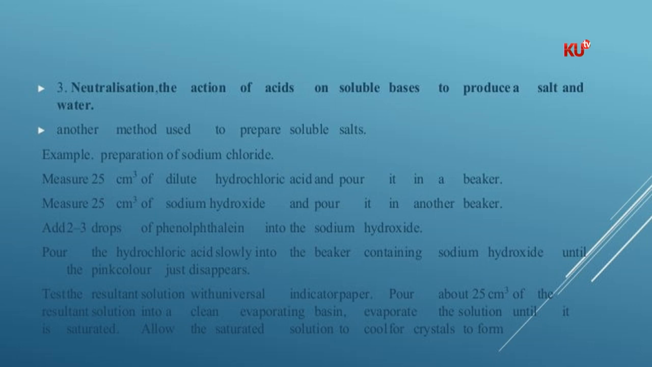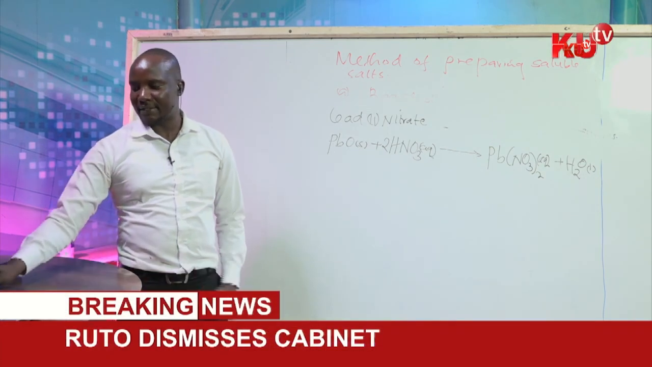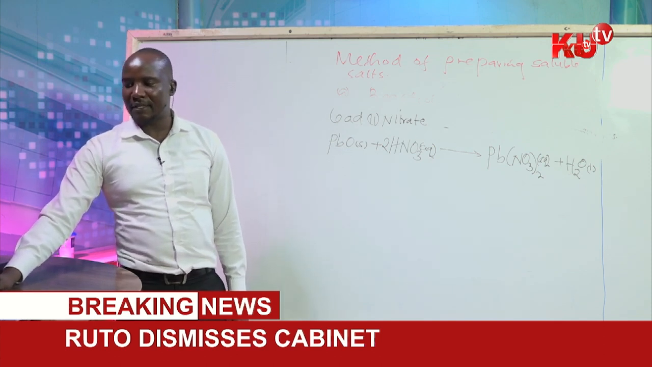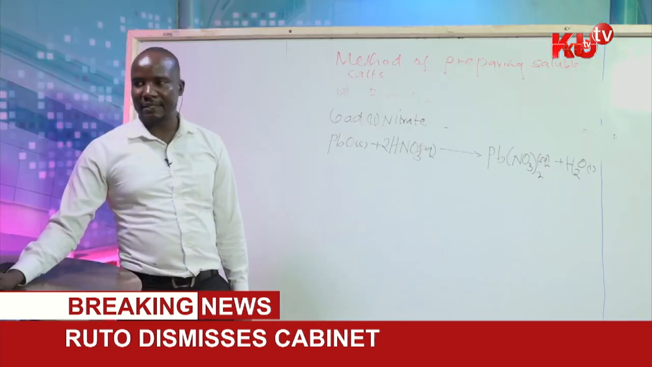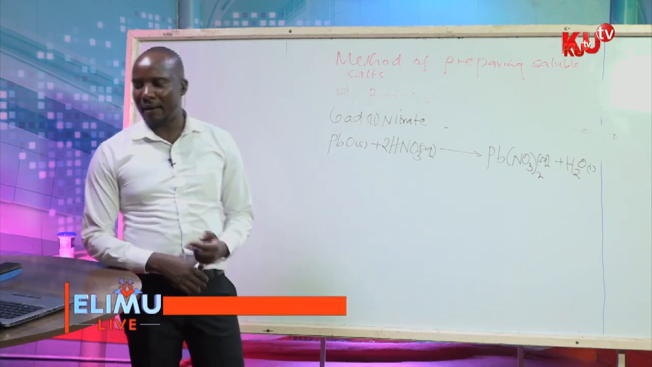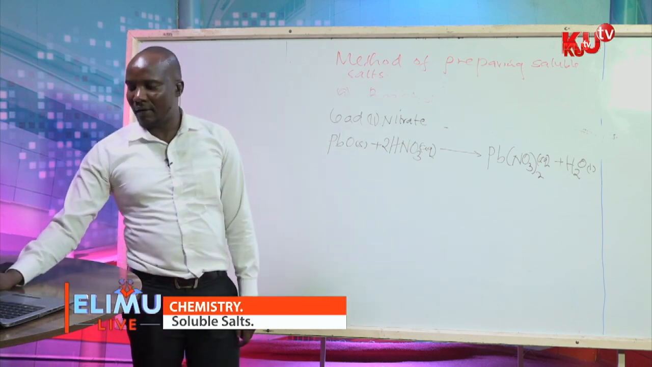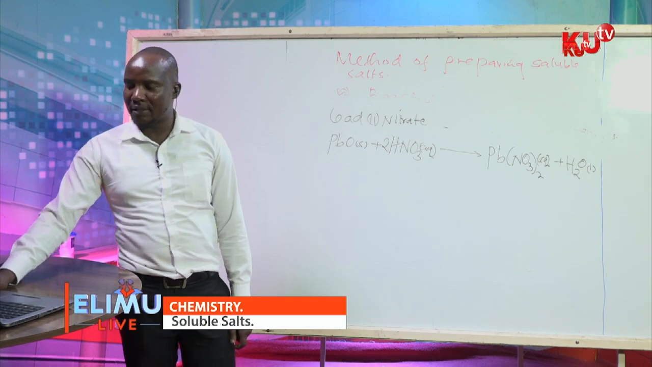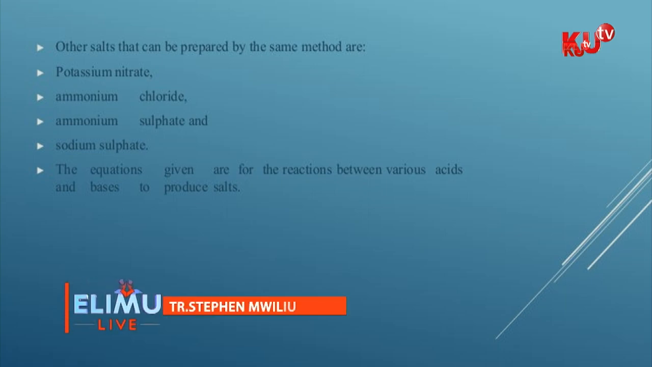Again, on the screen there is a chemical equation for the reaction between sodium hydroxide and dilute hydrochloric acid. Other salts that can be prepared by the same method, that is, the neutralization reaction between a soluble base and an acid, include potassium nitrate. Potassium nitrate can be prepared by the same method. We have ammonium chloride. On the screen are these examples of salts that can be prepared by this method: potassium nitrate, ammonium chloride, ammonium sulfate, and sodium sulfate.